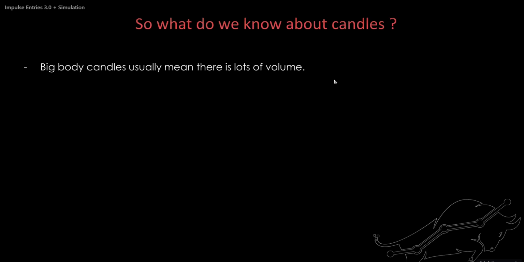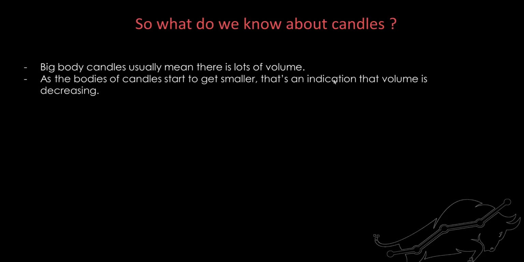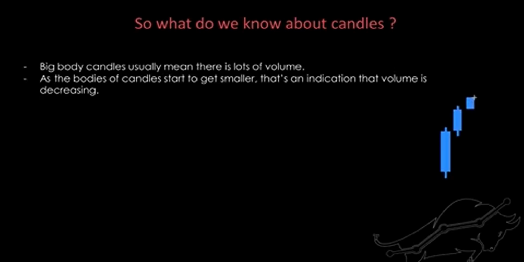Usually what happens is that we have smaller body candles. Small body candles mean there's small volume. At the same time, as the bodies of candles start to get smaller, that's an indication that the volume is decreasing. So sometimes we may see a big bullish candle form like this. Then slowly we end up seeing that the candle bodies start to get smaller and smaller. So when the candle bodies are getting smaller and smaller, you're more prone to say that, okay, if we missed out on this move up, we may want to enter right over here in the anticipation that price is going to continue moving bullish.